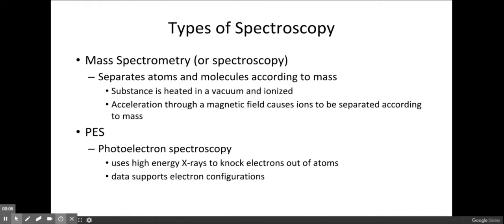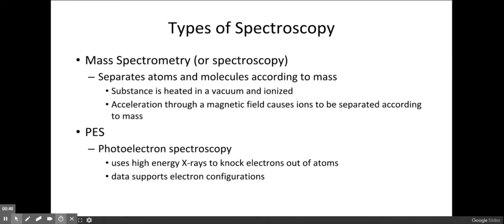This is video 2 for unit number 4, and the topic of conversation for this video will be spectroscopy. So the AP exam wants you to know quite a bit about a couple of different types of spectroscopy and then a few minor details about some others. So the two main types you need to know about are mass spectrometry, or spectroscopy, either works, and PES or photoelectron spectroscopy.